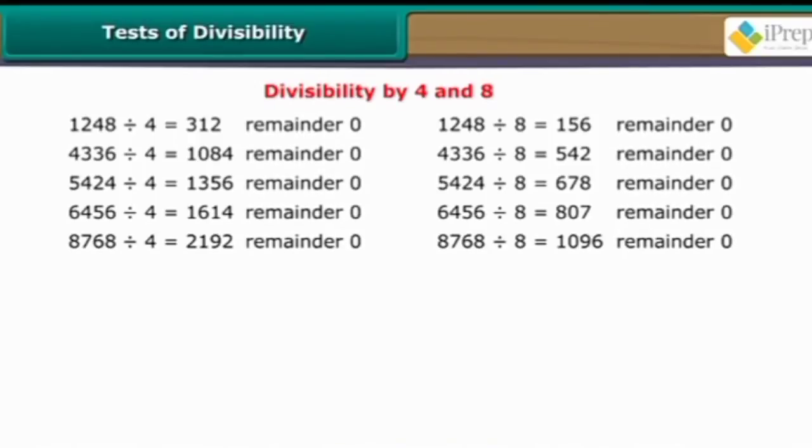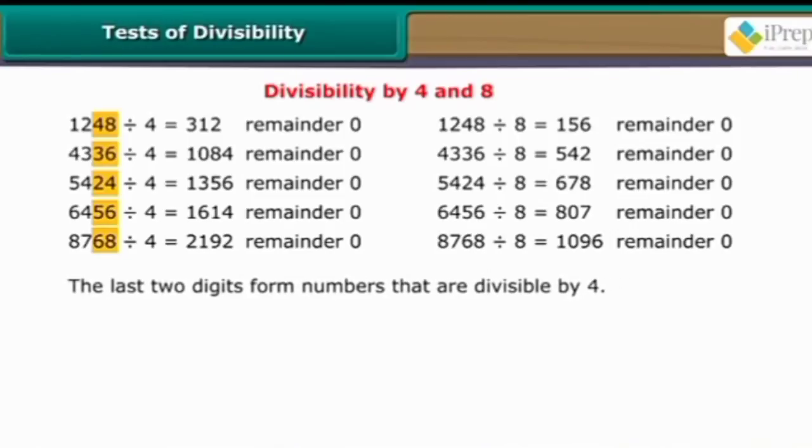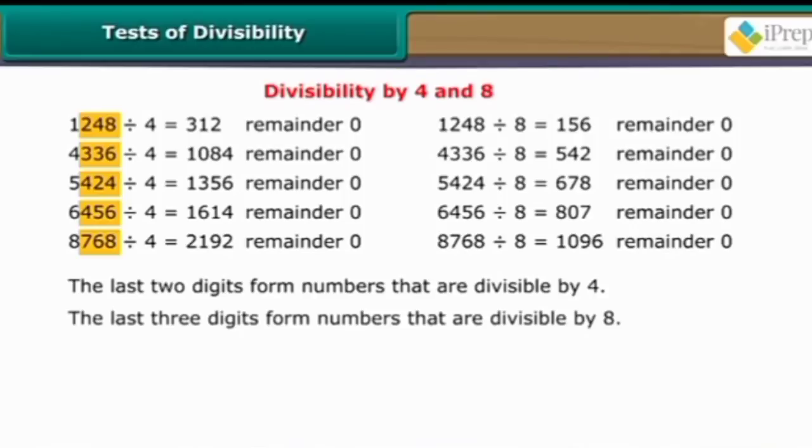Consider the last 2 digits of the numbers: 48, 36, 24, 56, 68. The last 2 digits form numbers divisible by 4. Consider the last 3 digits of the numbers: 248, 336, 424, 456, 768. The last 3 digits form numbers divisible by 8.